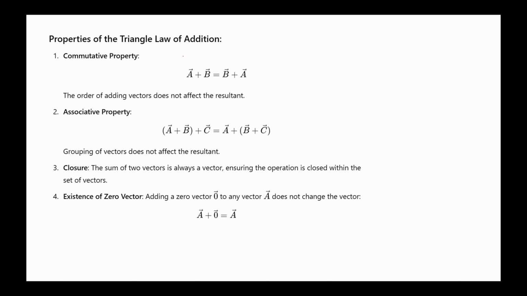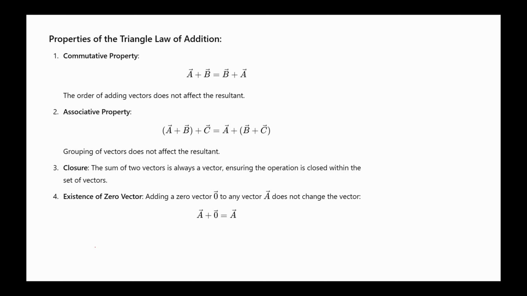Now a few properties of the laws of addition. Commutative: A vector plus B vector is the same as B vector plus A vector. Associative property: A plus B in brackets can be taken out, so grouping basically does not affect the resultant of our vectors. Closure: the sum of two vectors is always a vector. You must remember this. Existence of identity: if I am adding the 0 vector to any vector, it will still remain the same vector because nothing gets changed here.